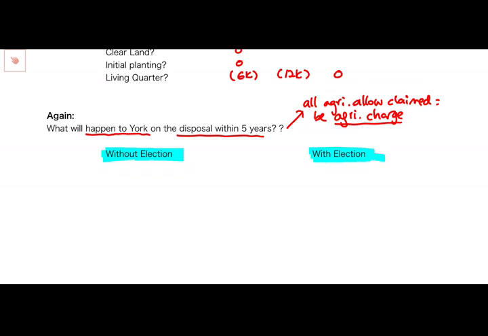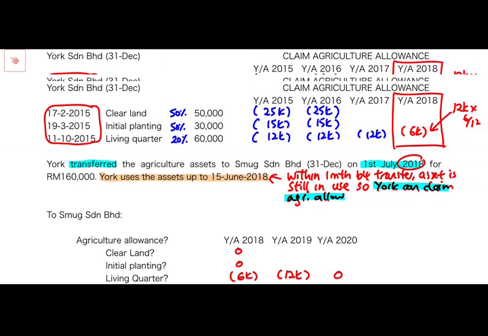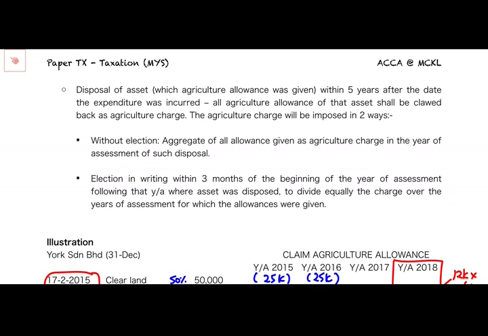The government gives us a choice. The government says that, okay, if I want to charge you, I'll let you choose the way you want me to charge you. Now if you go up, just the same page up, you can have a choice of either you don't elect or you make election.